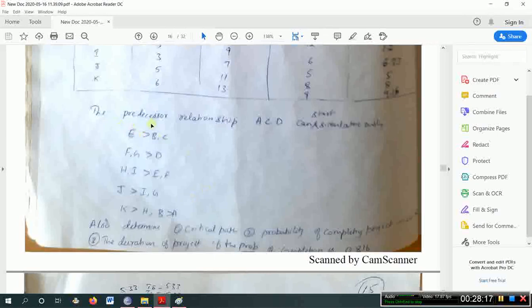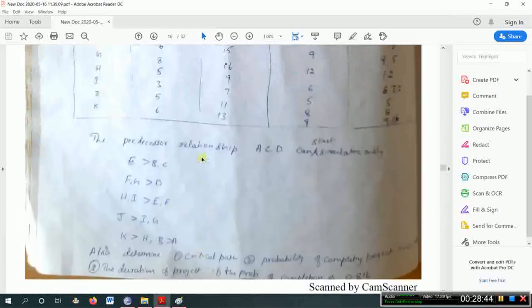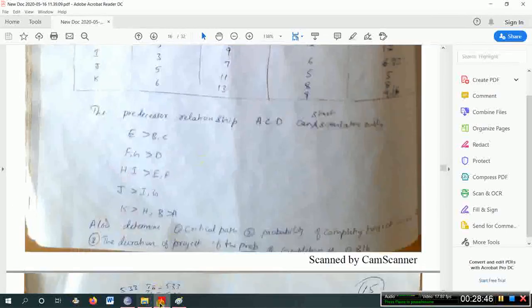So if they give this kind of data, how to construct the network? The lesser than side will be the predecessor and the greater than side will be the successor. After completing B and C, E has to start. After completing D, F and G has to start. Like that you need to construct the network. So A, C, D start simultaneously. So this is the given data.